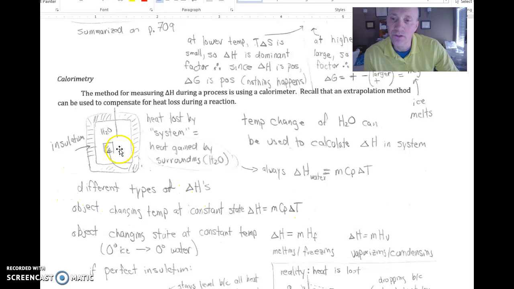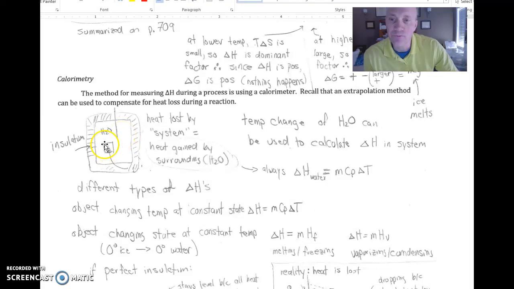Another type of enthalpy change would be a change of state at a constant temperature. Let's pretend that this is a 0 degree piece of ice, and if you just like ice water. Let's pretend that this right here is room temperature water.